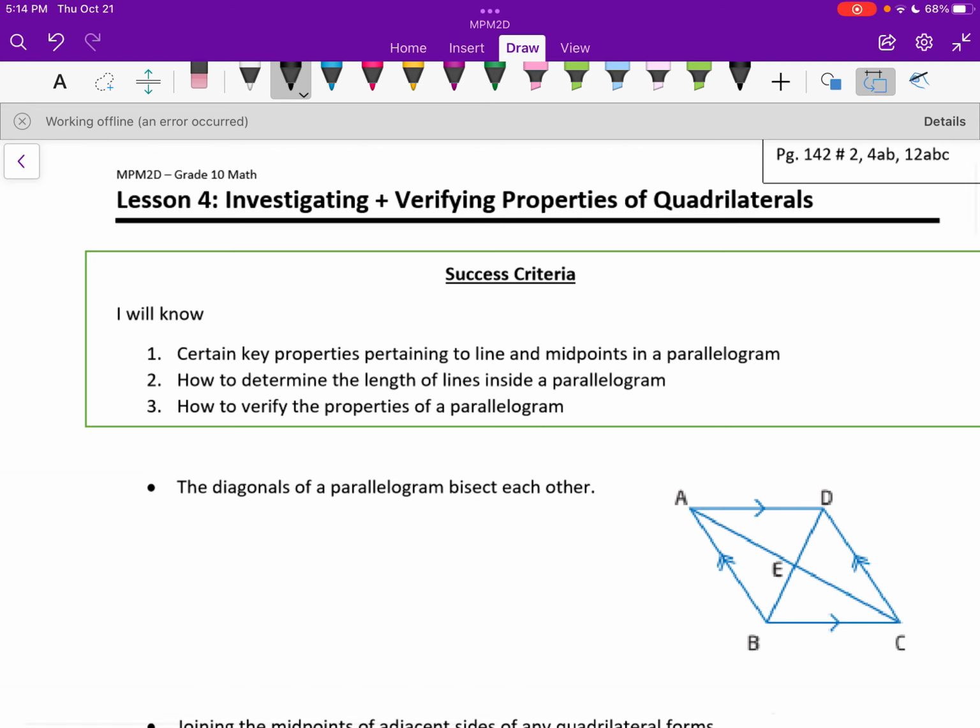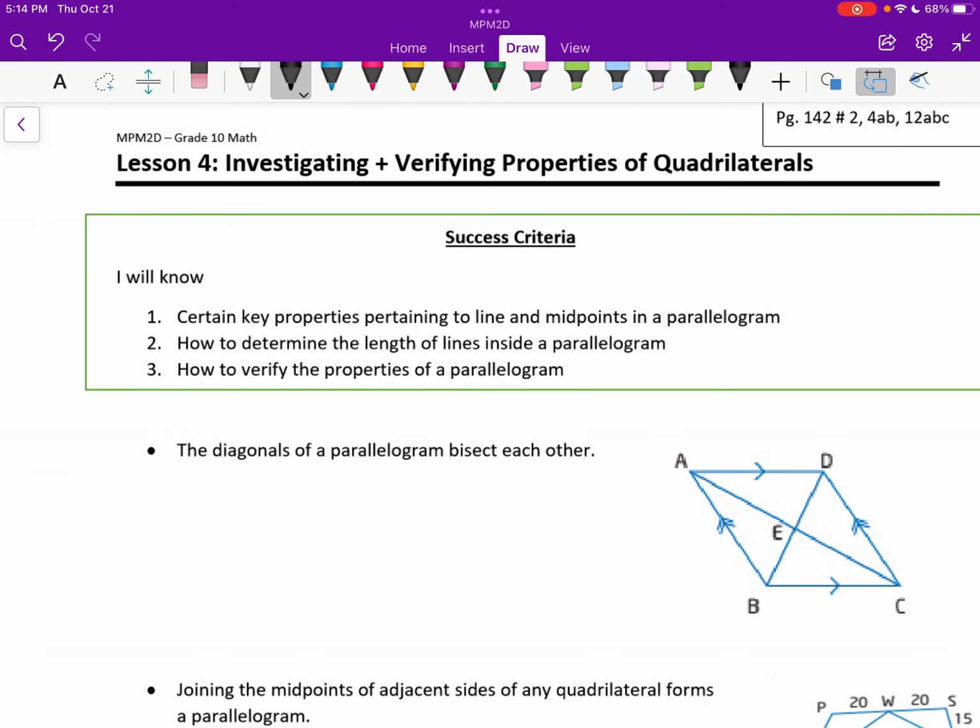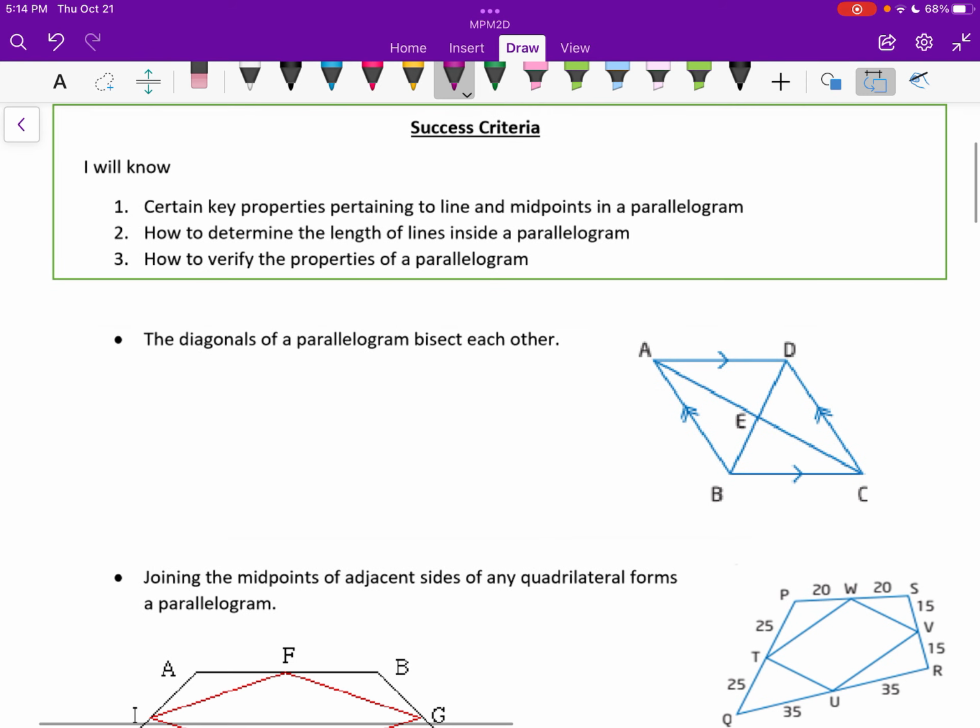We're just going to be going through and investigating and verifying properties of quadrilaterals. This is just stuff that you could have already done by yourself. I just want to take it up with you. By the end of this lesson, you'll know key properties pertaining to the line and midpoints of a parallelogram. You'll know how to determine the length of sides inside a parallelogram, and you'll know how to verify properties of parallelograms as well as quadrilaterals.